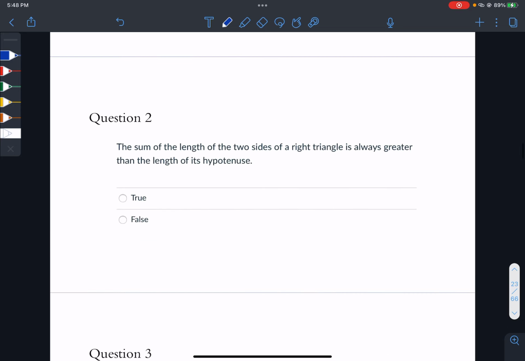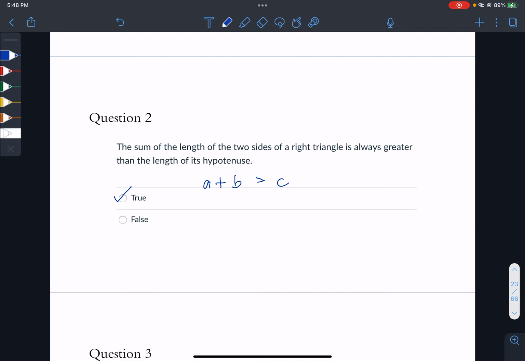The sum of the length of the two sides of a right triangle is always greater than the length of its hypotenuse. So it says here that the sum of the length of the two sides, let's say A and B, which are the adjacent side and the opposite side, is always greater than the length of its hypotenuse. It's always greater than C. And that is true.